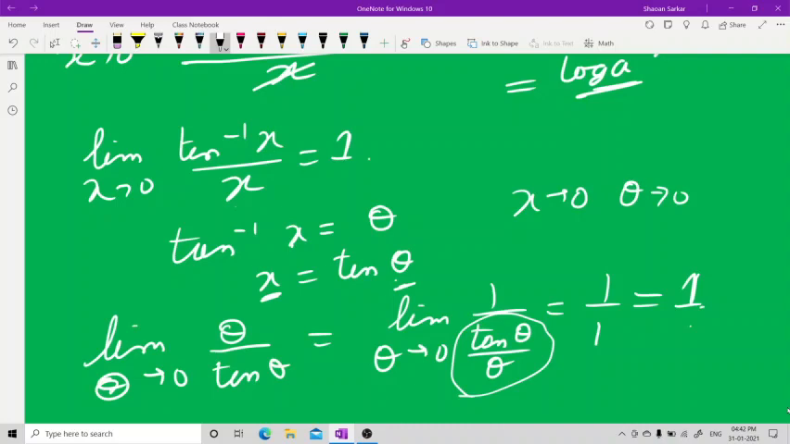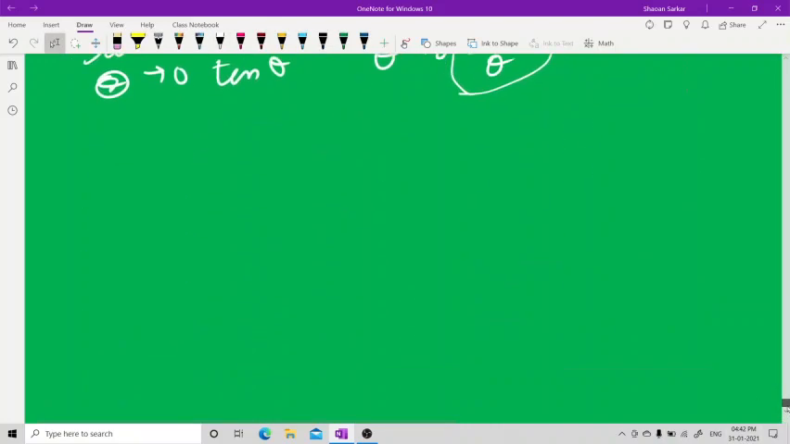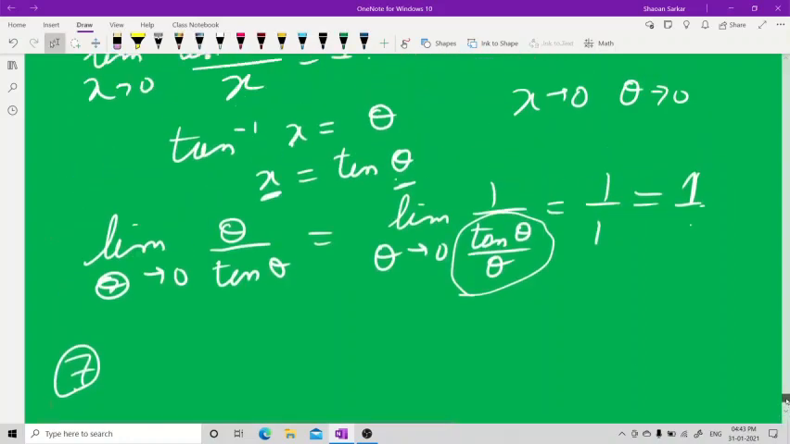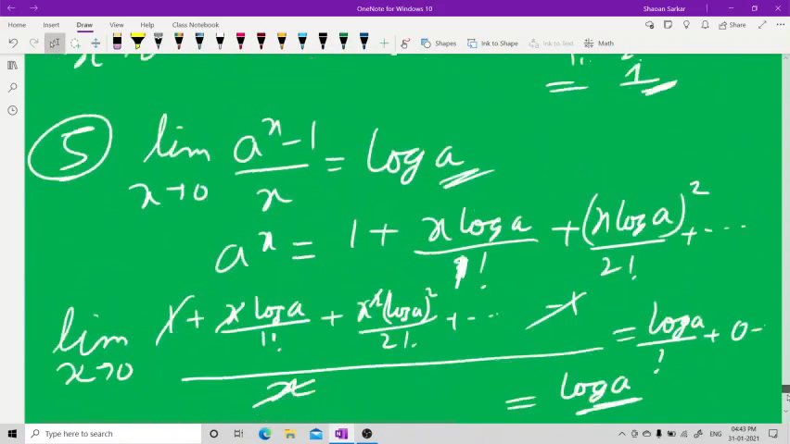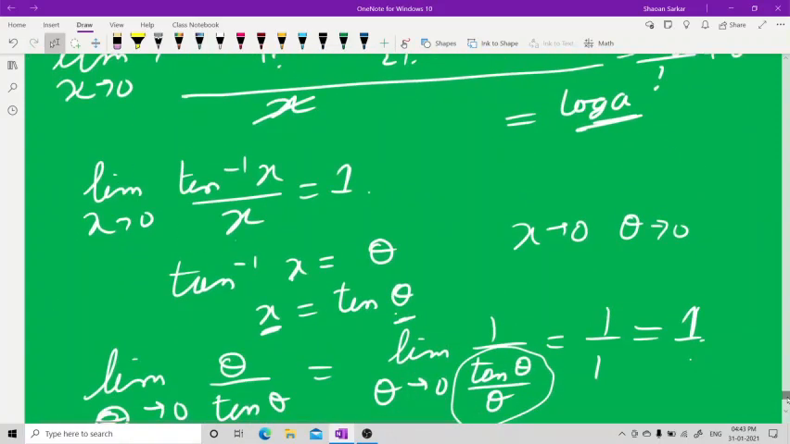Now similarly we will see a few more important limits. Let's call it some number. Earlier this was the sixth, I hope so. Just a minute, let me check. Before this, it was fifth. Yeah, this was sixth. And now this is seventh.